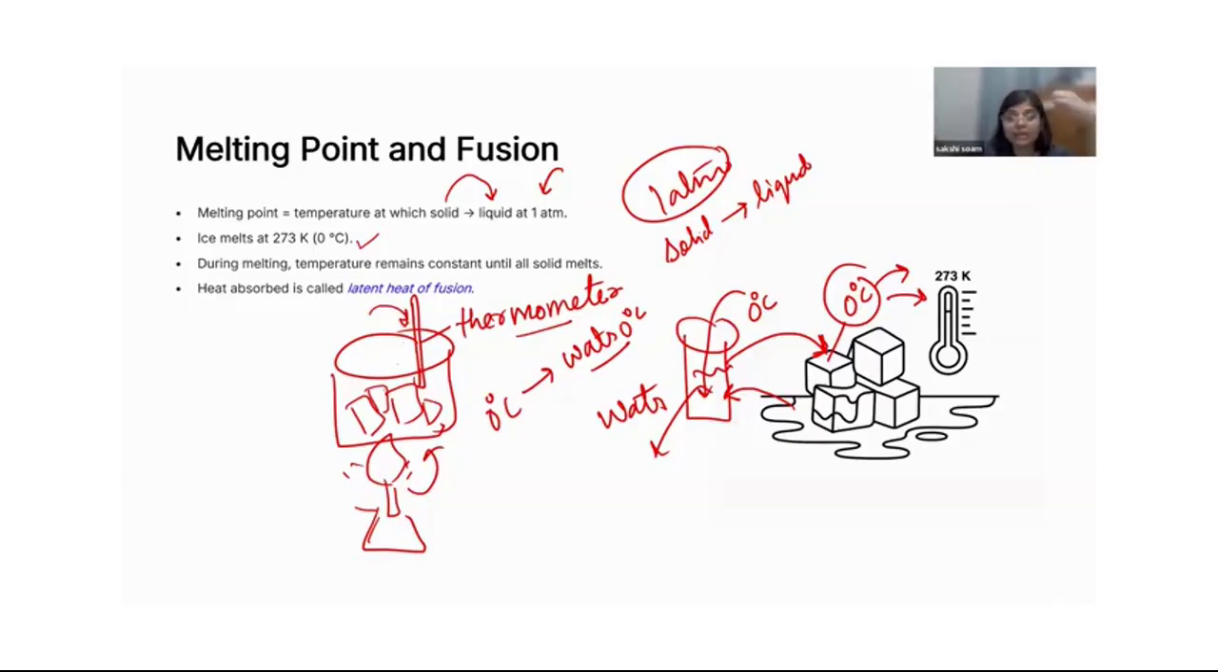Why? Because all the energy from this heat is being used to break the bonds of ice. That is called the latent heat of fusion. What is the meaning of the word latent? It means hidden.